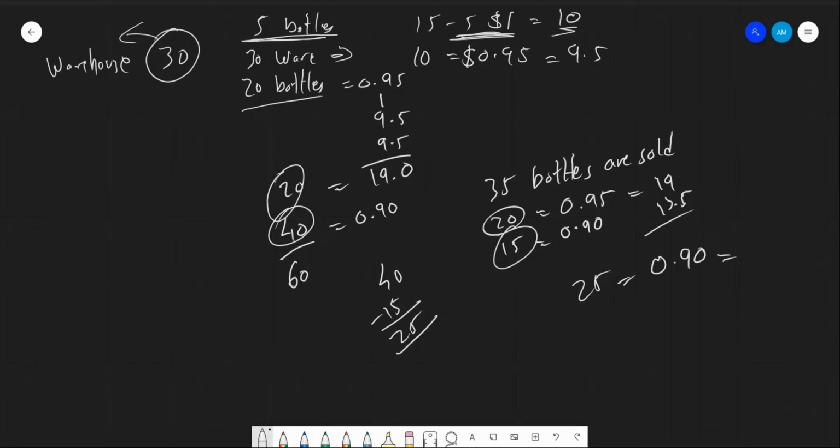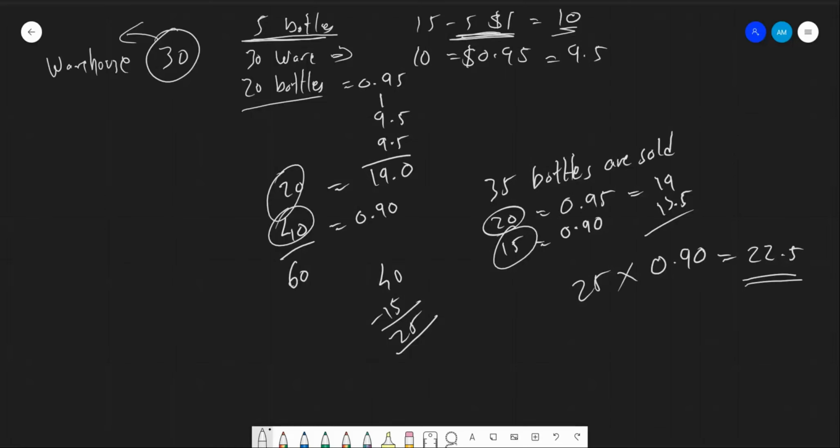Somebody help me. So 25 multiplied by 0.9 is 22.5. Okay, yeah, it's 22.5. Why am I putting equals here? It's supposed to be a times. Okay, so the value of our inventory right now is going to be 22.5. I hope that makes it clear.